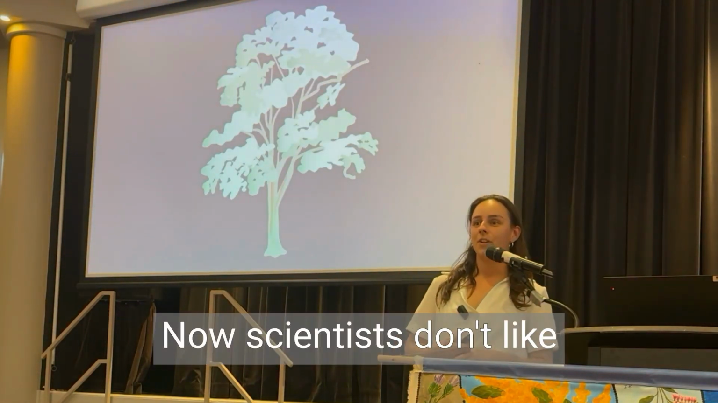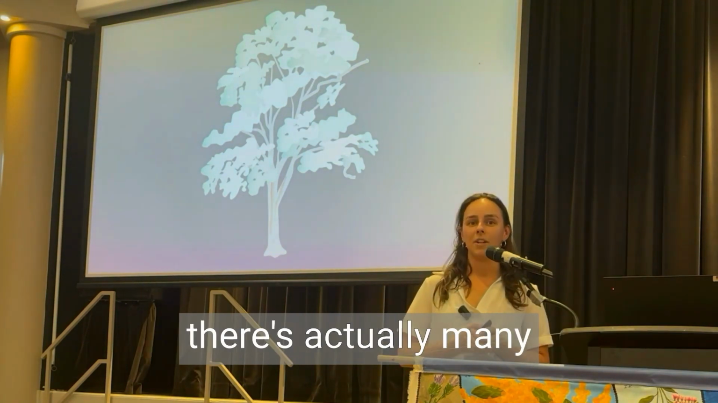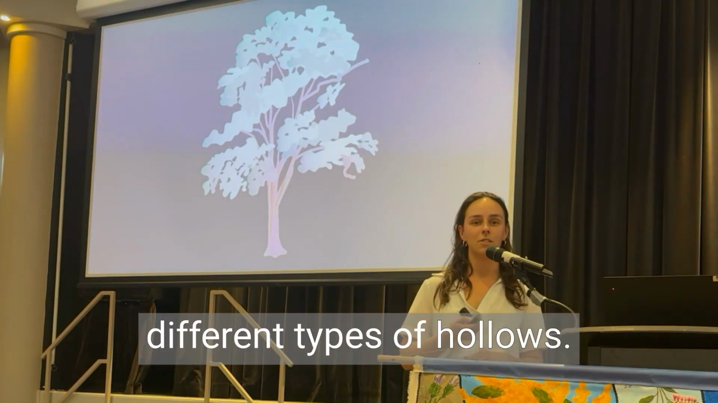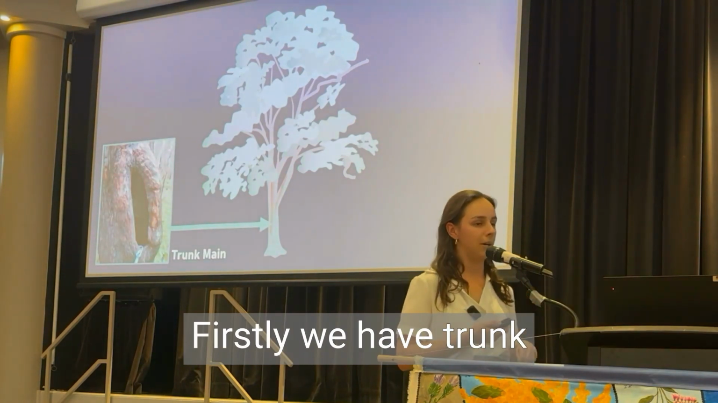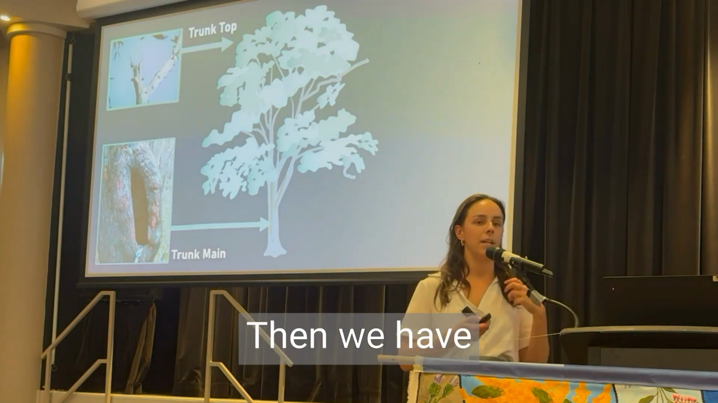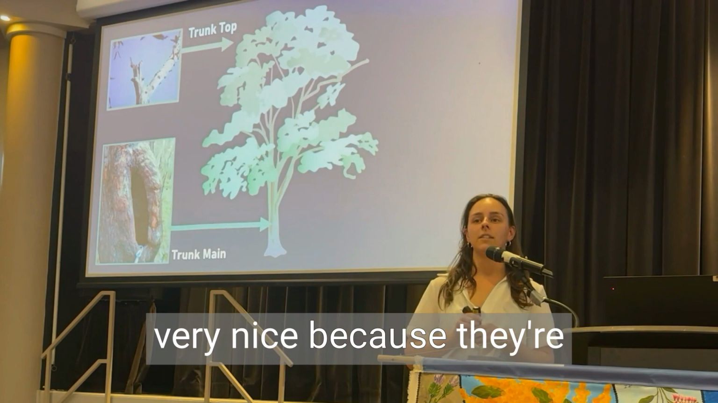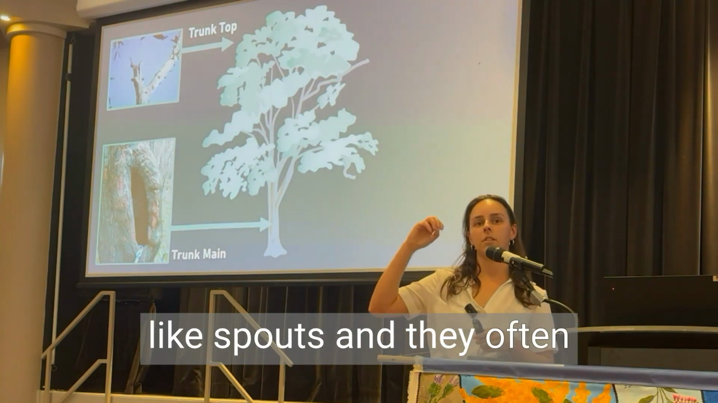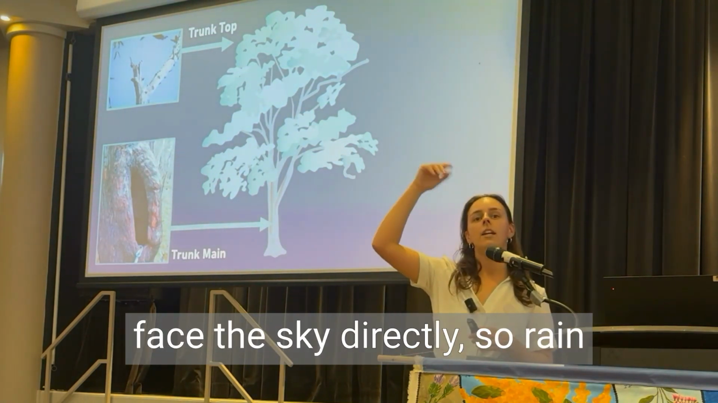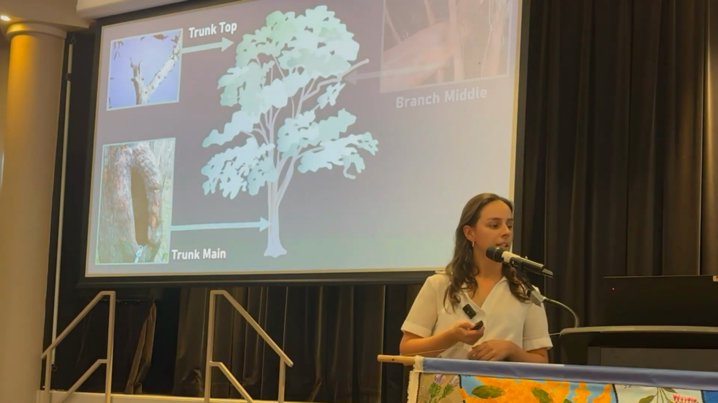Now, scientists don't like to keep things simple. A hollow isn't just a hollow, there are actually many different types of hollows. So firstly, we have trunk main hollows, hollows in the trunks of the tree. Then we have trunk top hollows. These ones I don't think are very nice because they're like spouts and they often face the sky directly, so rain can get in, which isn't quite nice if you're living inside.